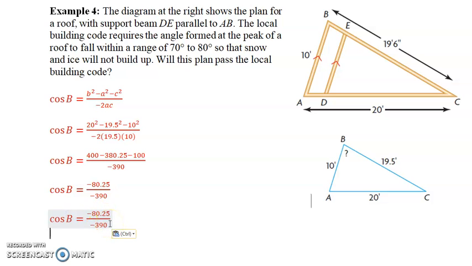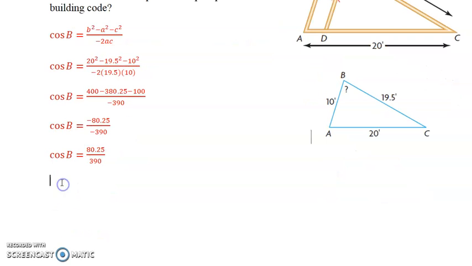And you can leave it like that if you want, or you can divide. It's up to you. Divide by negative 390 gives you a decimal. So what I do is I'm just going to leave it like that. And again, the negative divided by negative is a positive. And now I'm going to take B. Then I'll take the inverse cos of that. Like I said, the reason I'm just leaving it as 80.25 over 390 is, alternatively, it's just a big decimal. So I don't see the point in taking that. But again, it's up to you if you want to take the decimal.